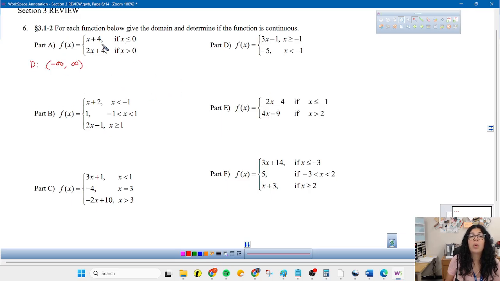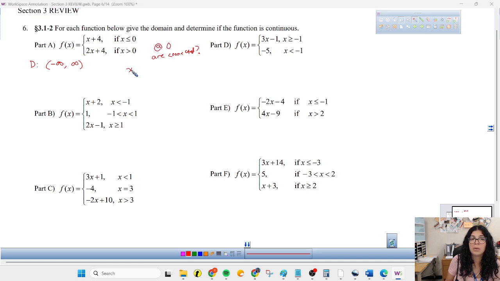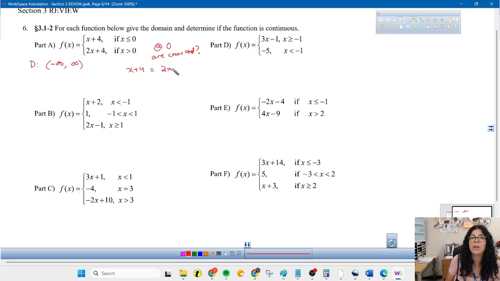Okay, now the question is, is it continuous? For the continuous part, we want to go ahead and determine at the potential breaking point, which in this case is like I'm using this one line up to 0, but then I switch to a different line at that 0. So the question is, at 0, are they connected? Because if they are connected, then yes, they are continuous. But if they're not connected, they are not continuous. In order for them to be connected, the one equation has to equal the other equation at specifically the x value of 0.